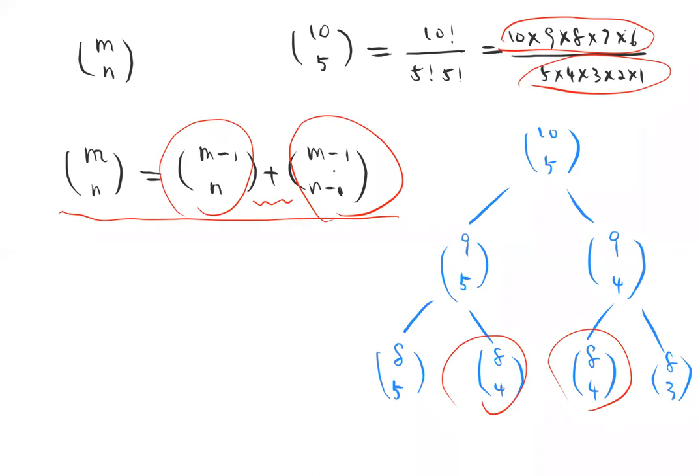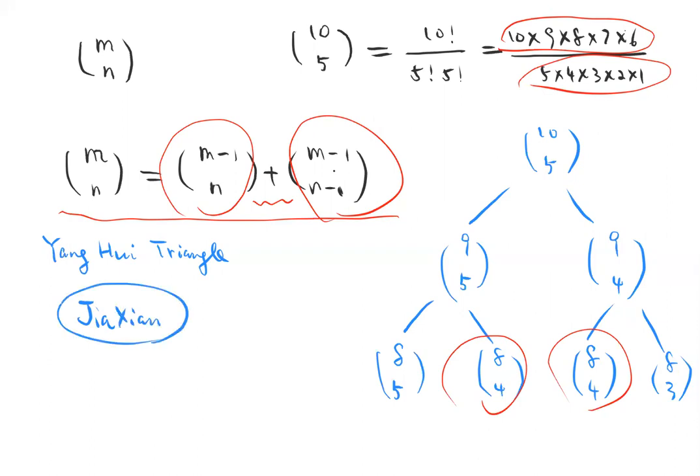Of course, we know that for this one it's easy. We don't compute it in this way. Typically, we compute it with the so-called Yang Hui triangle. In the Western world, it's known as Pascal's triangle, but actually Yang Hui published this much, much earlier. Yang Hui was the first one to publish it, but actually the work was not originally done by him. Anyway, we all know how to do it in a very simple way instead of using this.